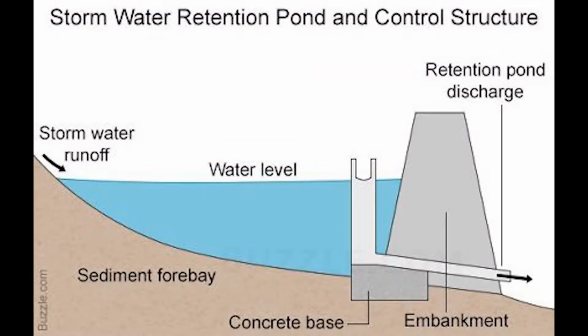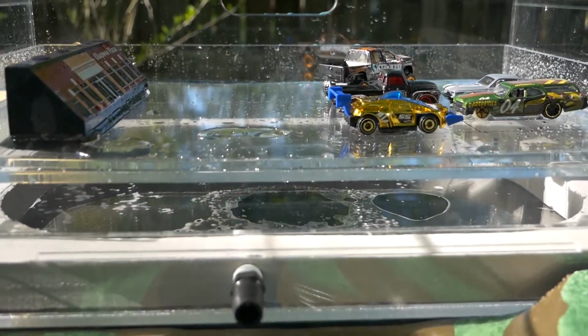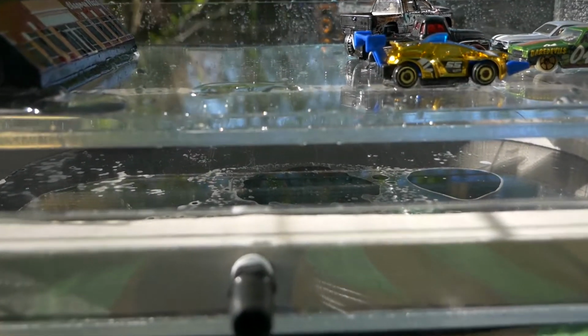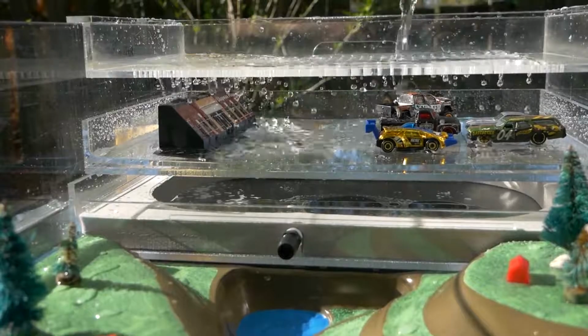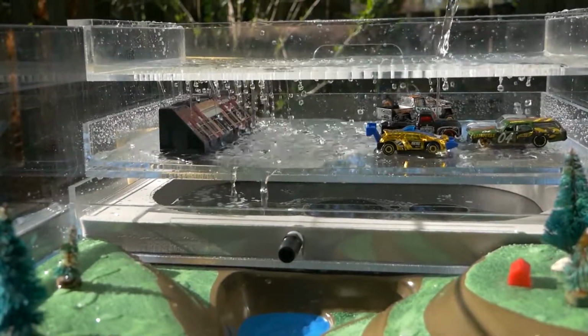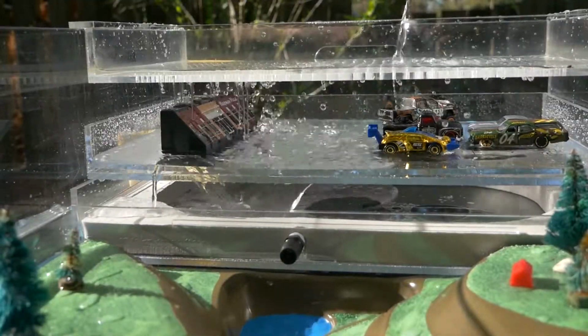As water enters the retention pond, it pools up behind the embankment. The water level must then rise high enough to exit the pond through the discharge pipe. On our model, our retention pond is found underneath our parking lot, and you can even see a small discharge pipe facing the river. As we begin to make it rain, we can see that the water flows directly off the parking lot, just like before.